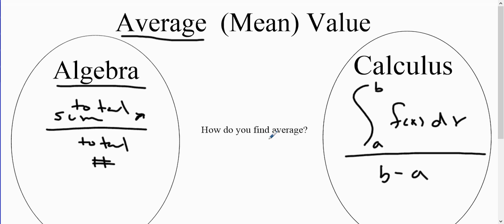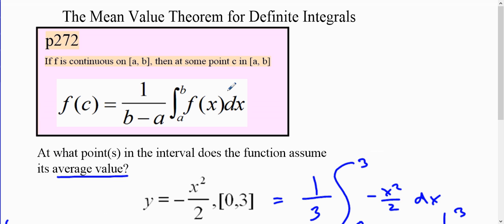Now, to find the average value, we're going to take that total sum, which is the integral, divided by the total number on that interval. On that interval, we can go from b minus a, and that is where we get what is referred to as the average value theorem. And that's what we have right here.